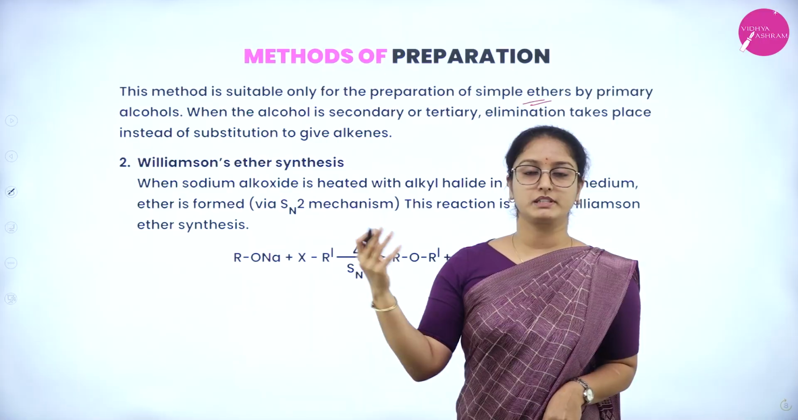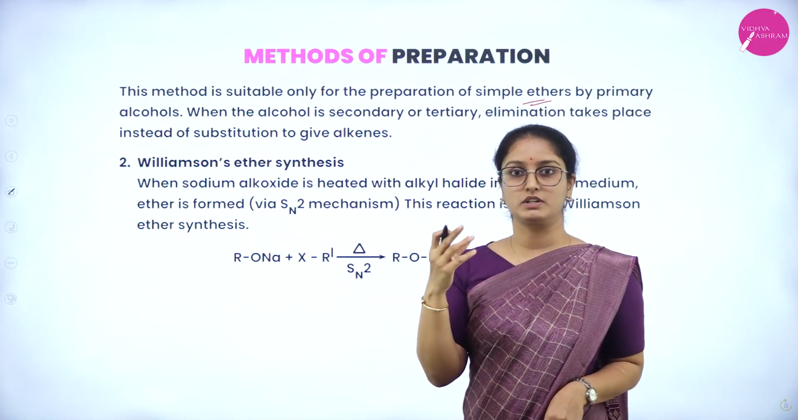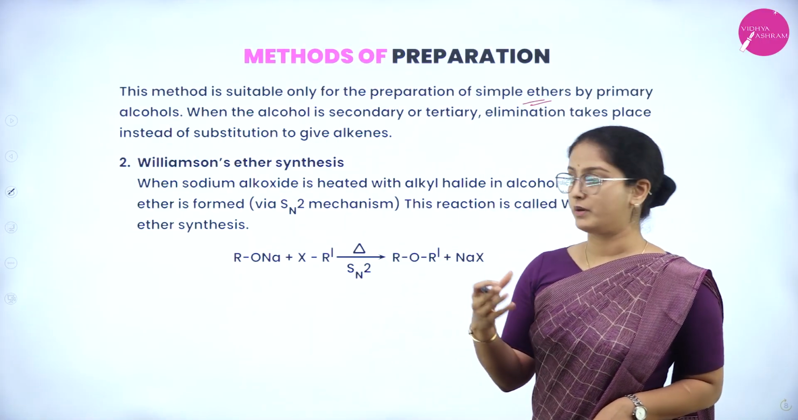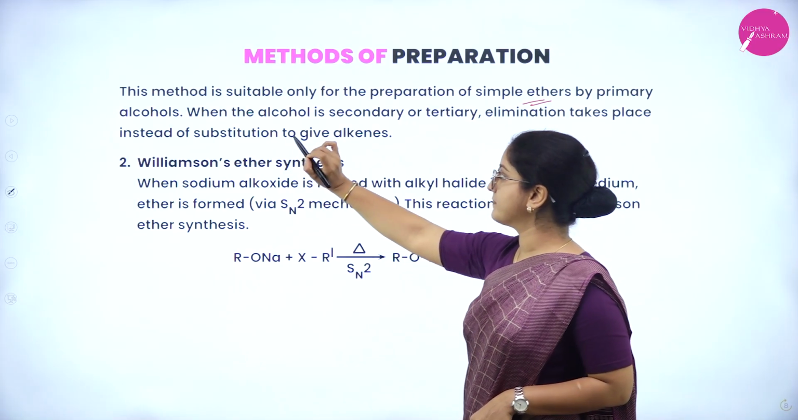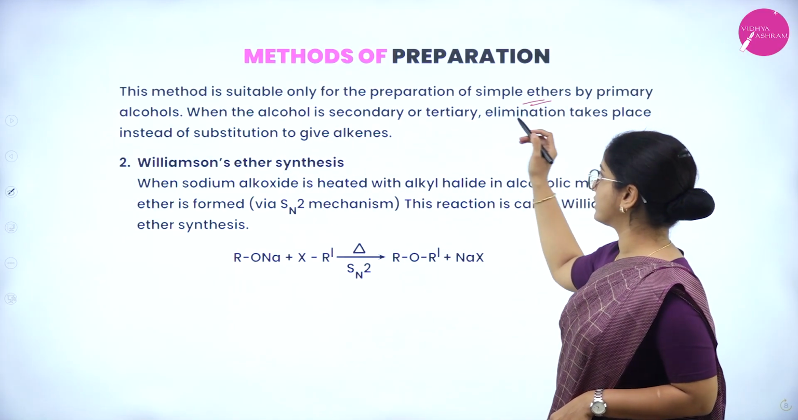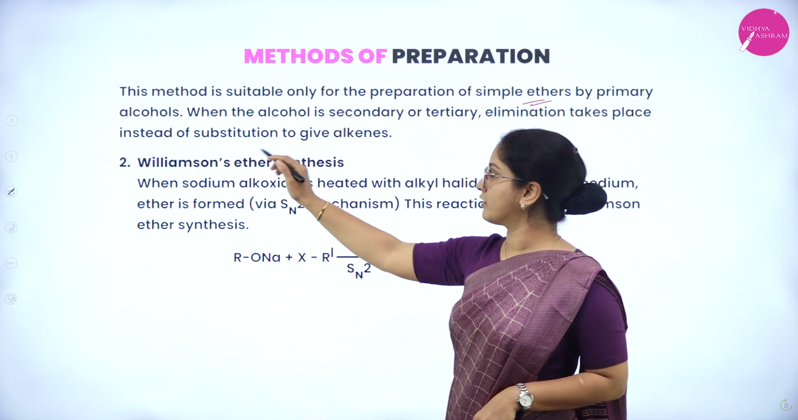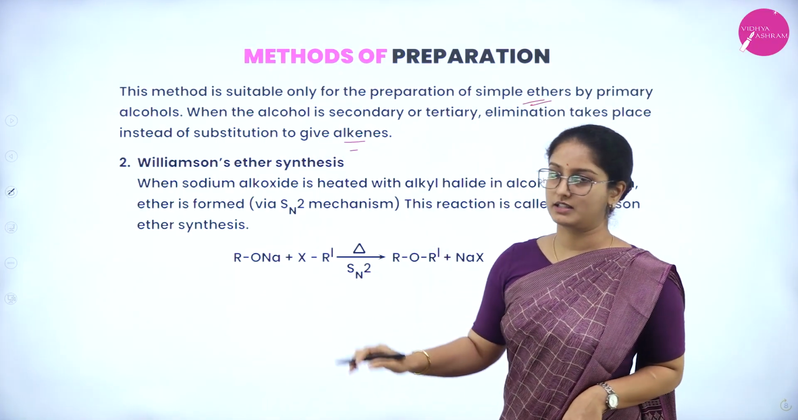Why is it called primary alcohols? Because the hydroxyl group is present only one time in the compound. So therefore it is primary alcohols. When the alcohol is secondary or tertiary, elimination takes place instead of substitution to give alkenes.